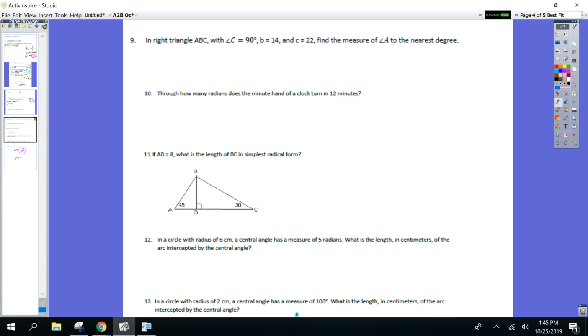Minute hand goes 12 minutes. How many radians did it go? 12 minutes. How many radians did it go in 12 minutes? Well, I can tell you this. I go all the way around. Anybody want to tell me anything? It's an hour. 360 degrees. I know it says radians, but we can convert, can't we?